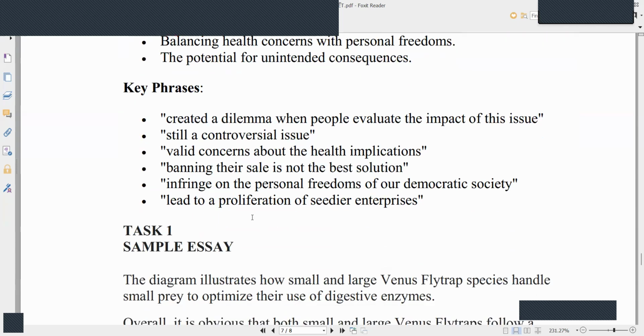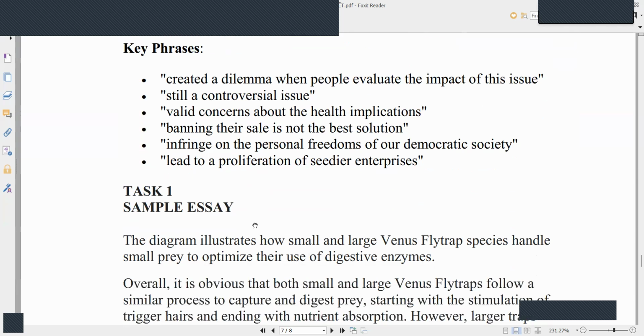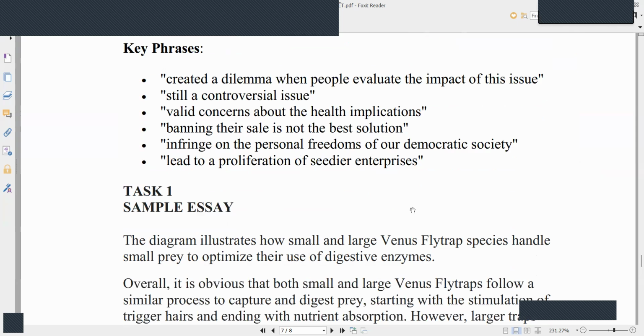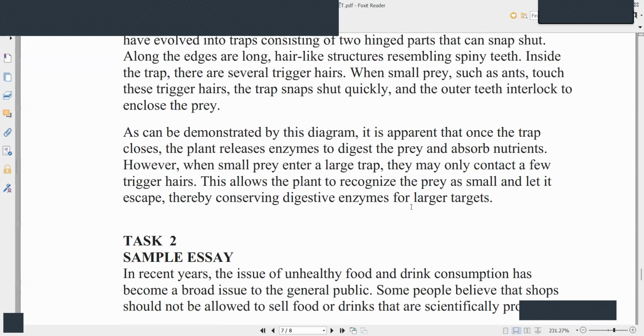Key phrases: created a dilemma when people evaluate the impact of this issue. Still a controversial issue. There are concerns about the health implications. Banning their sale is not the best solution. Infringing on the personal freedoms of our democratic society, led to a proliferation of seedier enterprises.